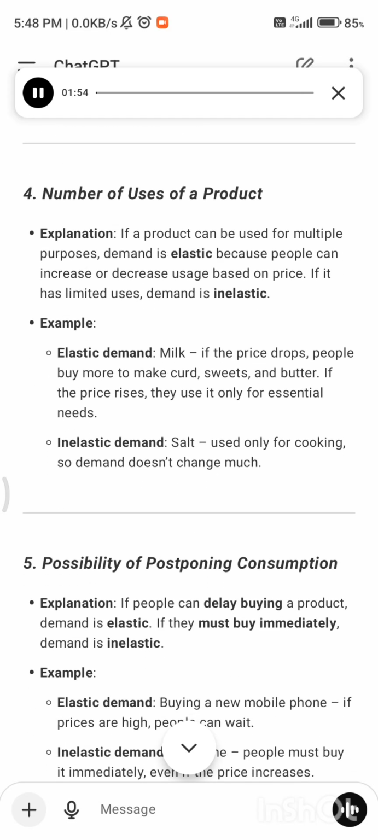4. Number of uses of a product. Explanation. If a product can be used for multiple purposes, demand is elastic because people can increase or decrease usage based on price. If it has limited uses, demand is inelastic. Example. Elastic demand: milk. If the price drops, people buy more to make curd, sweets, and butter. If the price rises, they use it only for essential needs. Inelastic demand: salt, used only for cooking, so demand doesn't change much.